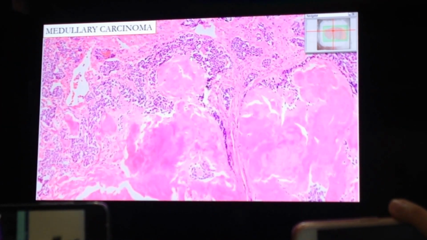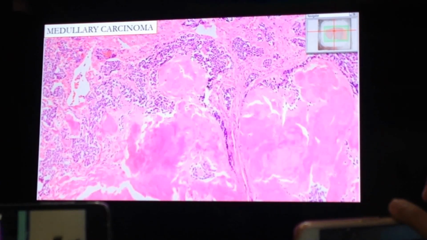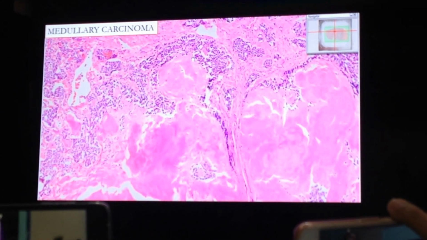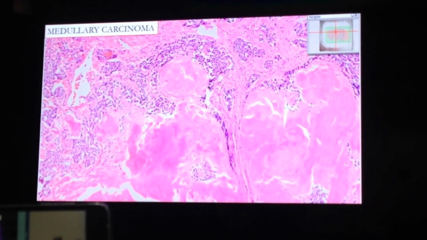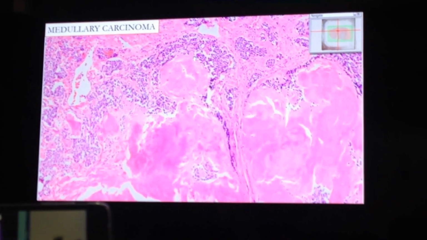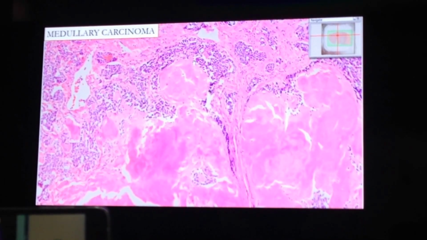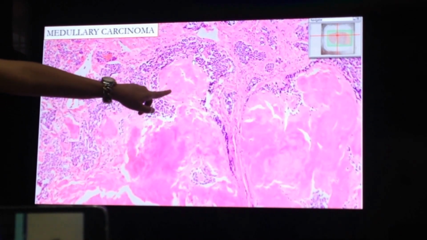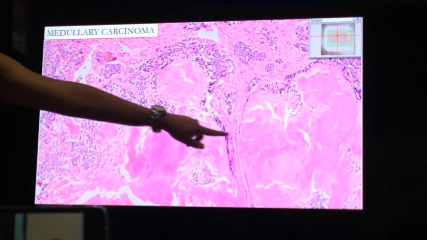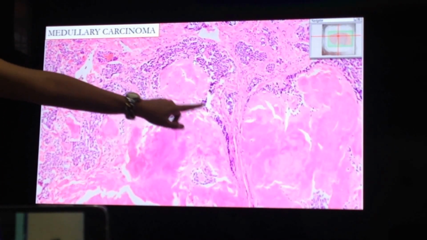Okay, aside from your calcitonin, what are other hormones secreted by your C cells? We have polypeptide hormone, your VIP, and serotonin. That's why some patients with medullary carcinoma will present with diarrhea. So if you stain these tumor cells with calcitonin, it will stain positive. Okay, so positive ito siya for calcitonin.